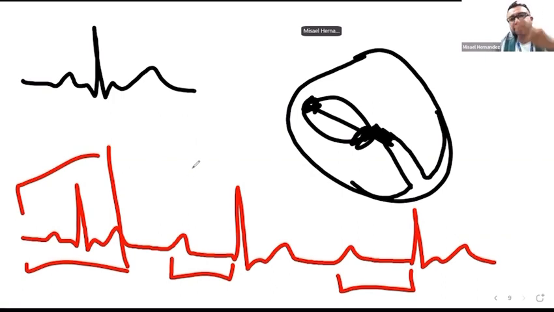Heart blocks are dangerous. There are 3 types. You have first degree, you have second degree, which has 2 subcategories, Mobitz 1 and Mobitz 2, and then third degree.